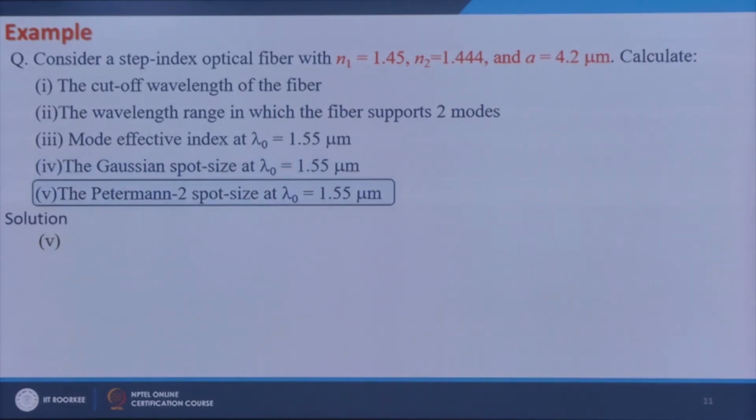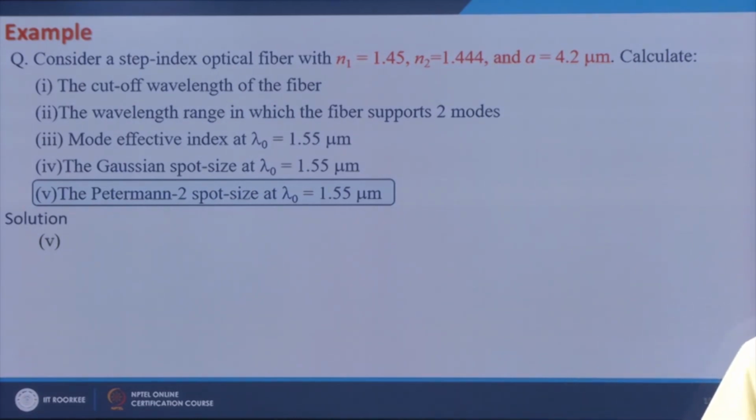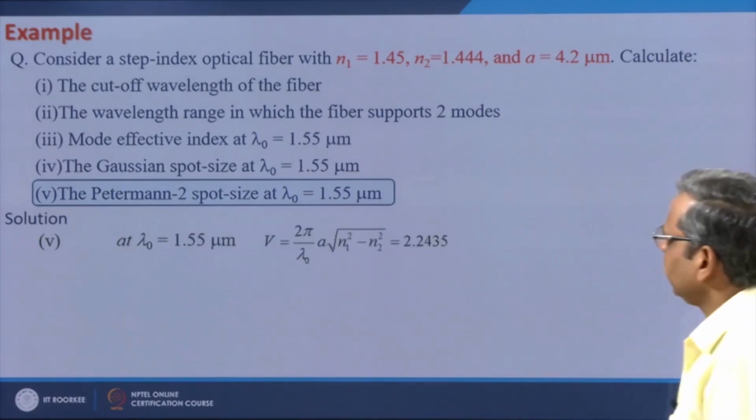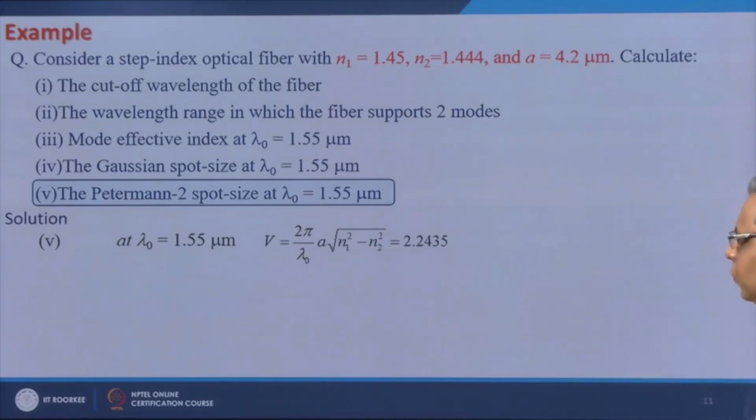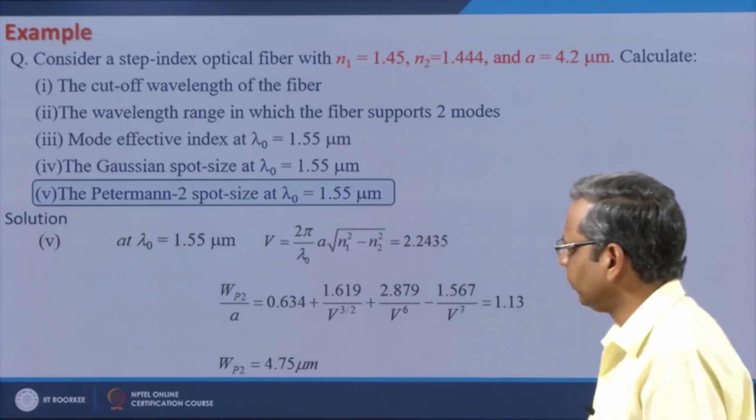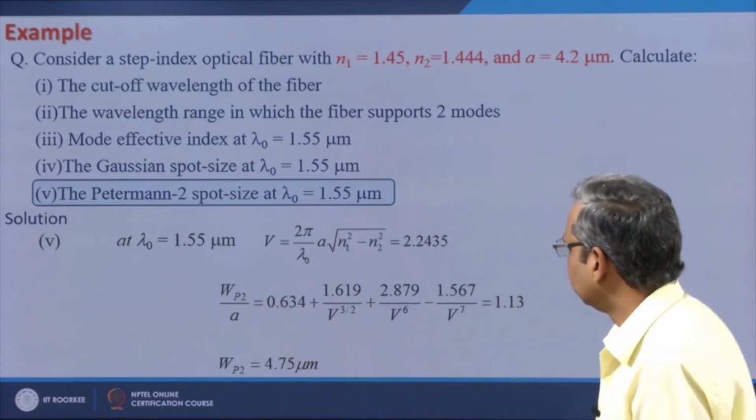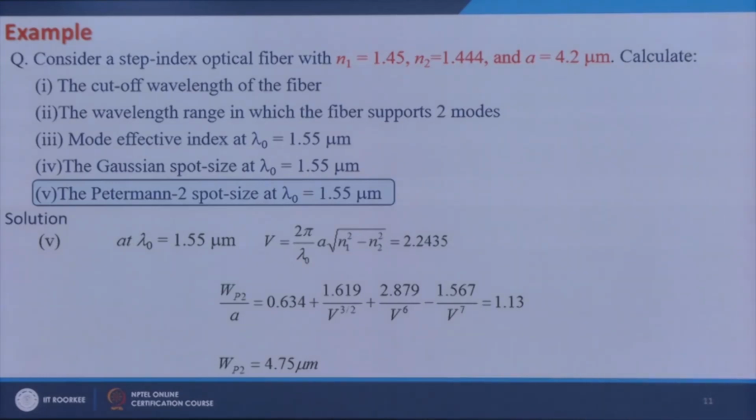Fifth part is, what is the Petermann 2 spot size at lambda naught equal to 1.55 micrometer. I already have the value of V at this wavelength, which is 2.2435. Now, I just put it in the empirical relation of Petermann 2 spot size, then the Petermann 2 spot size comes out to be 4.75 micrometer.